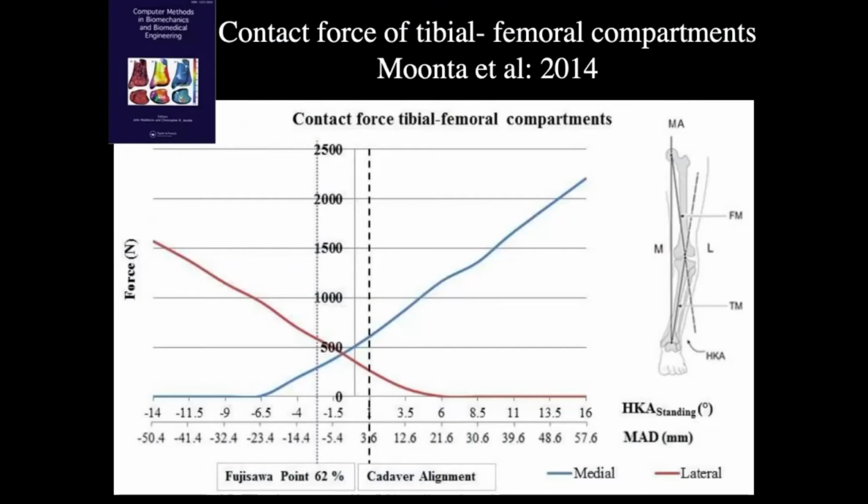This was also further strengthened by this biomechanical study by Munta et al. And according to them, if the new weight bearing line is through the Fujisawa point, then there will be medial compartment offloading, and the weight will be transmitted to the lateral compartment in almost about 60%. So this is how we plan correction.